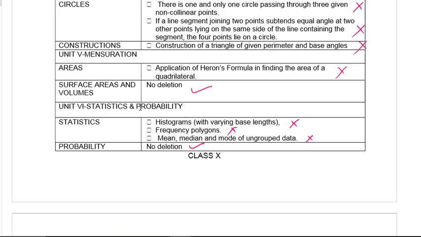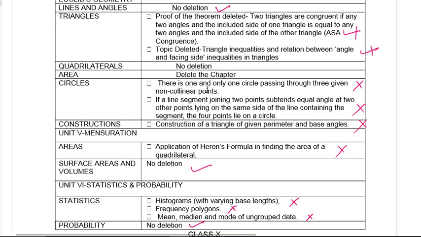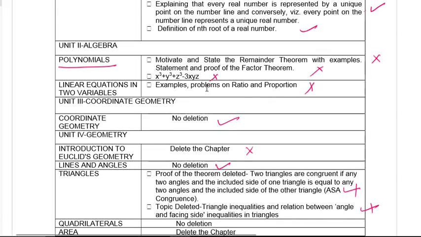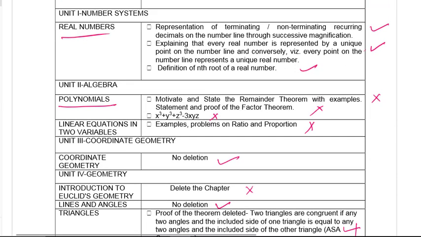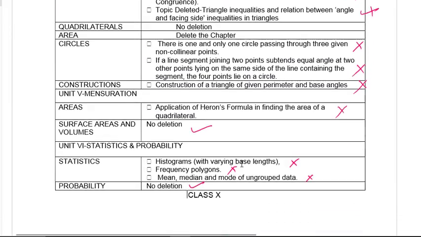So the chapters which are important from the 10th point of view are all present, and there are many topics or chapters which are not important for 10th or for your further education. So those topics have been deleted from the portion. This is good news for students. Now they don't have to prepare for these topics. If you see the amount of topics, around 33% of the topics are deleted from your 9th standard maths textbook.